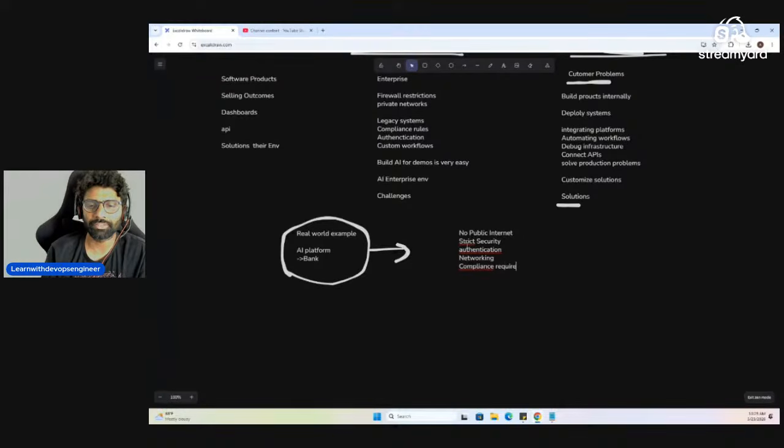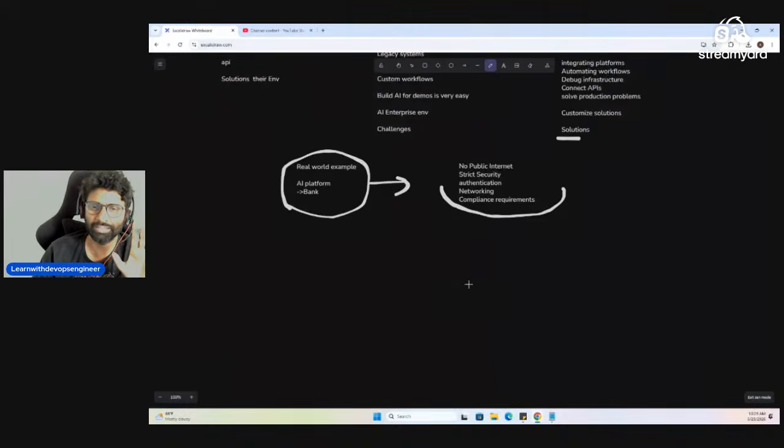Compliance requirements. Every bank has its own compliance requirements. Not only banks, any industry, any company has its own compliance requirements. Without this, the company will never run. These are some of the problems, right? These are only 5 problems which I'm writing down. There are n number of problems. If you know something else, definitely write it down.